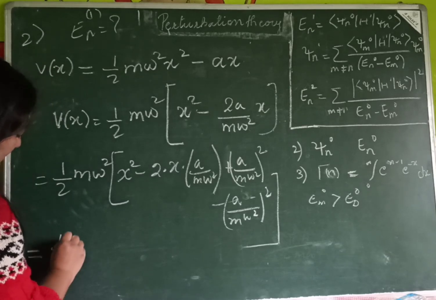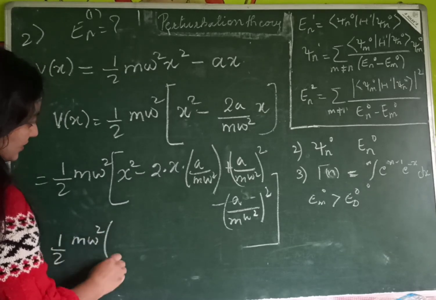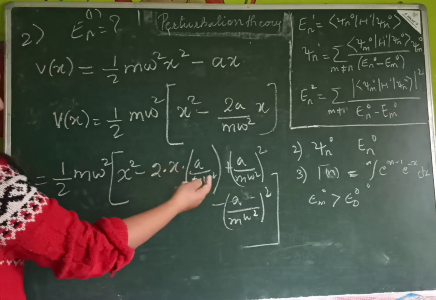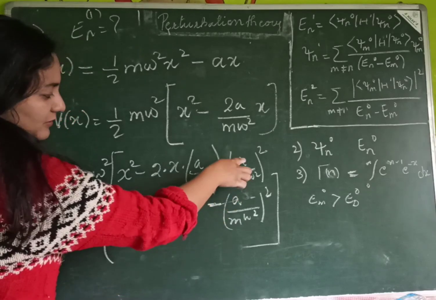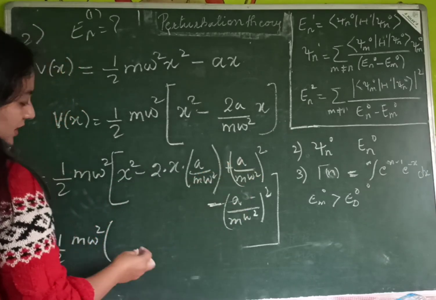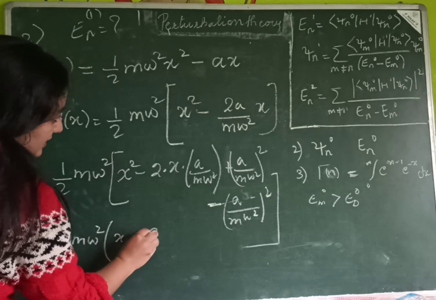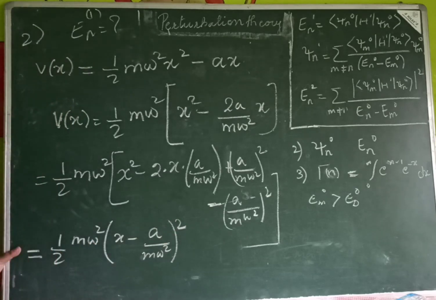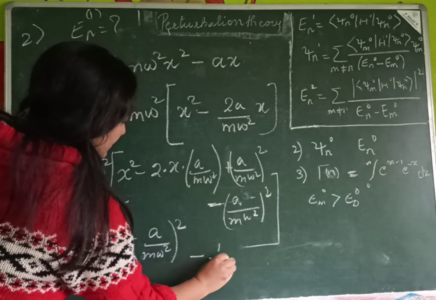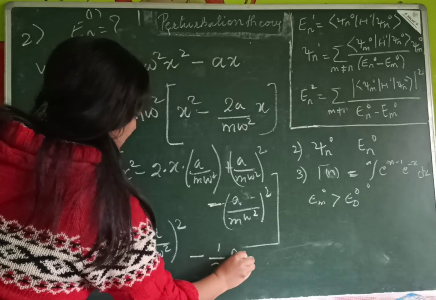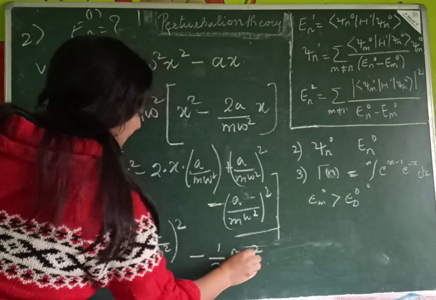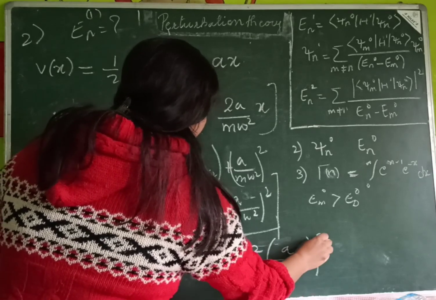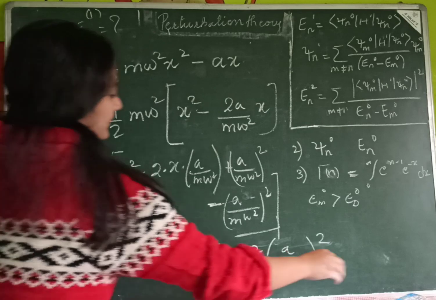From here I can write that this is equal to, the first one is x squared, of the form a squared minus 2ab plus b squared. So I basically added and subtracted this term. That gives me x minus a by m omega squared whole squared, and then a term which consists of twice 1 by 2 m omega squared, a by m omega squared whole squared.